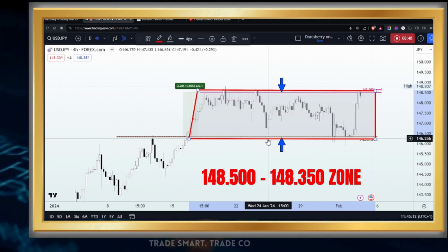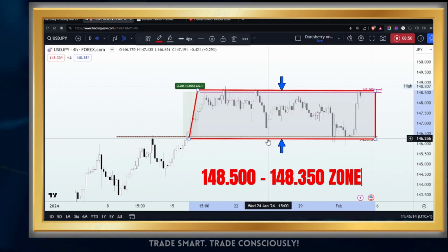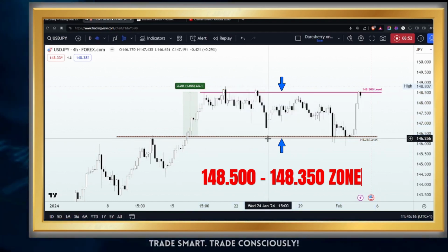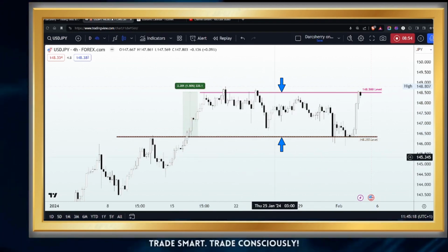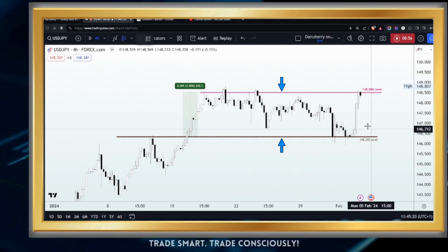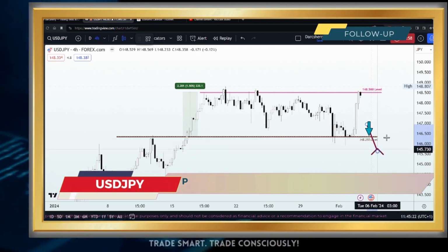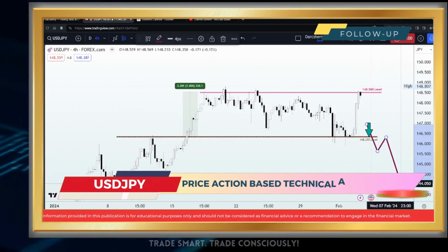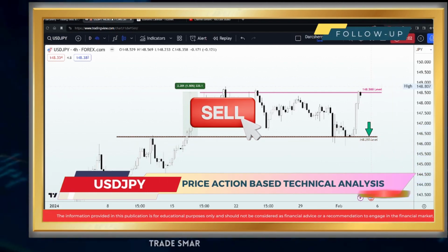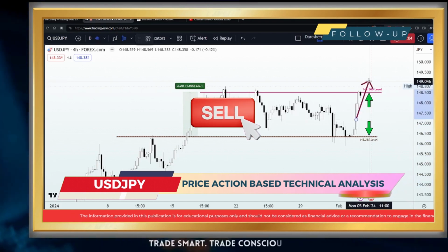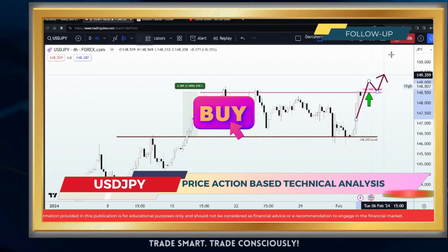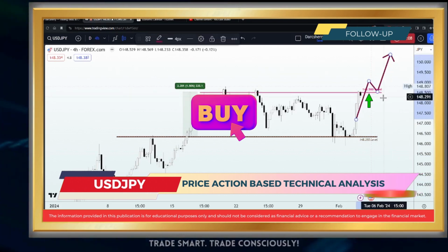And of course, you know how we do it in this community. Whenever we have a range like this, we want to exercise patience and wait for price action to either break down the support line of that range to give us an opportunity to sell, or break out of the resistance line of the range to give us an opportunity to buy.